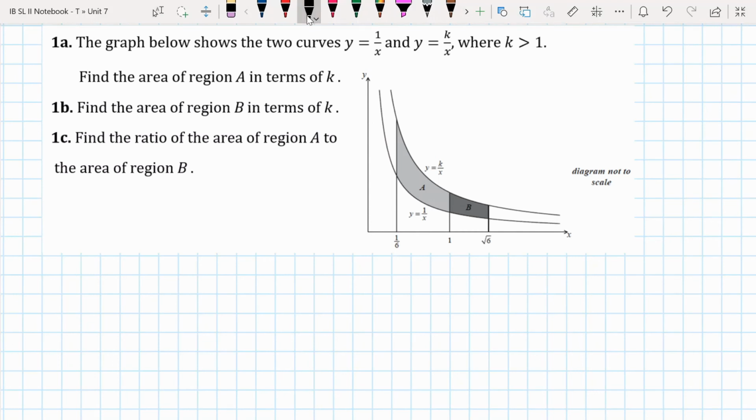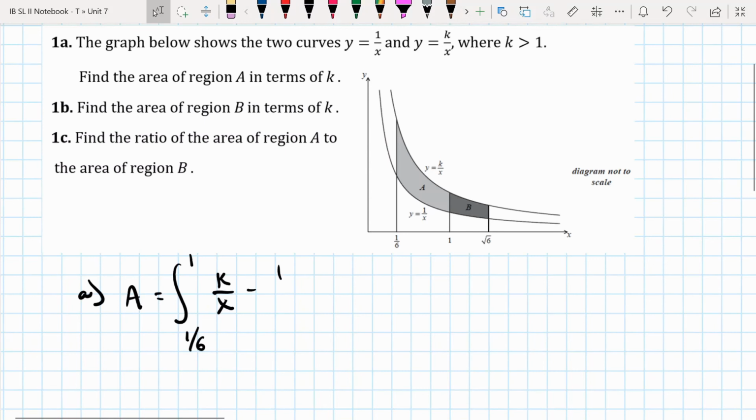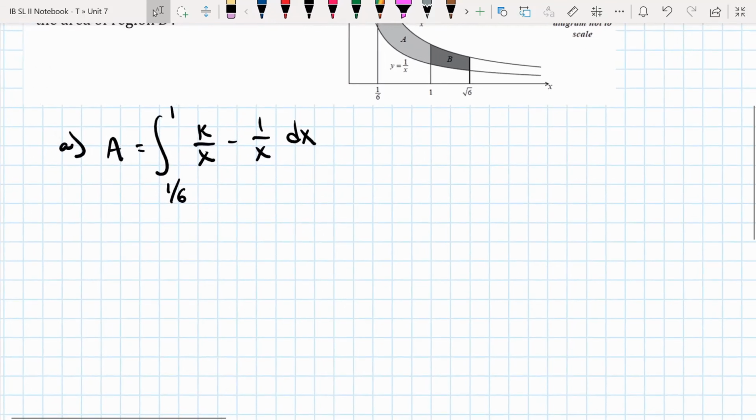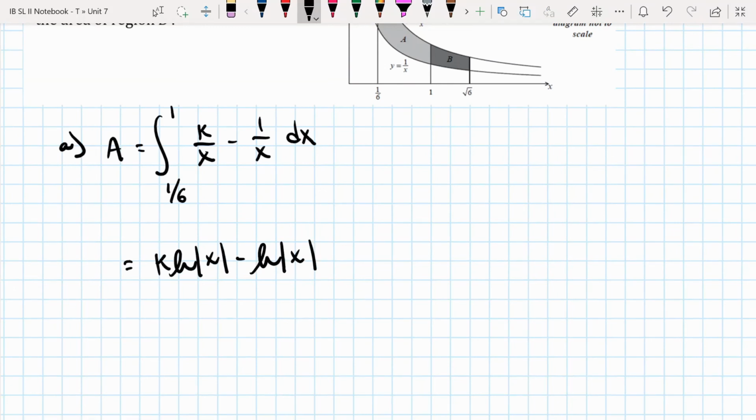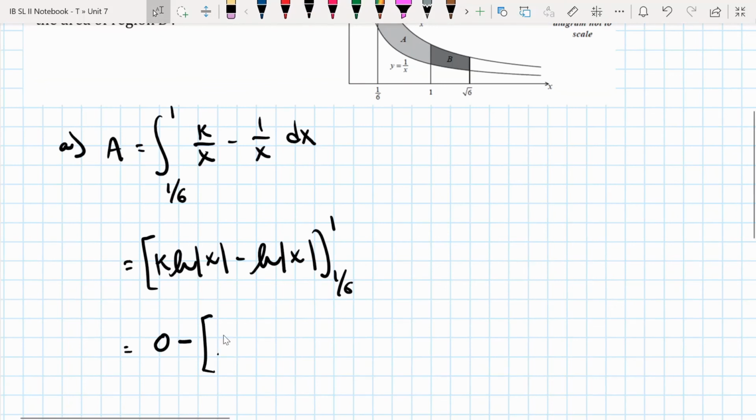Okay, so the first thing we're going to do is recognize that when we are finding the area between two curves, we're going to do the upper function minus the lower function. So the region A is equal to the integral from 1/6 to 1 of the upper function, k over x, minus the lower function. Okay, and let's integrate this. Well, this will become k natural log of x minus the natural log of x, evaluated from 1/6 to 1. Now if we plug in 1 here, we get 0 minus what we get when we plug in 1/6.